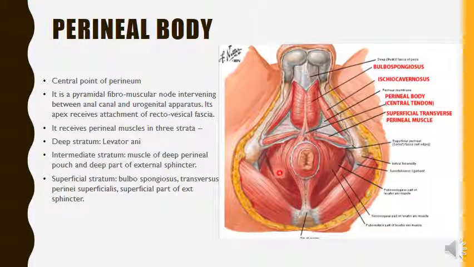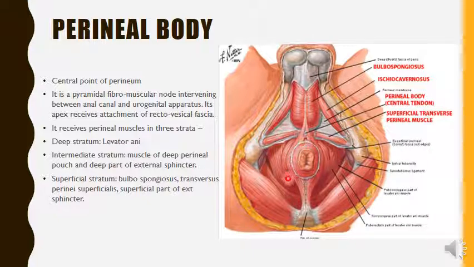On the deeper aspect you will see the levator ani muscle. This is the levator ani on both sides. If you observe the image, it is going on the deeper side. So levator ani on the deeper stratum. Then on the intermediate stratum, it receives the muscles of the deep perineal pouch as well as the deep part of the external anal sphincter.